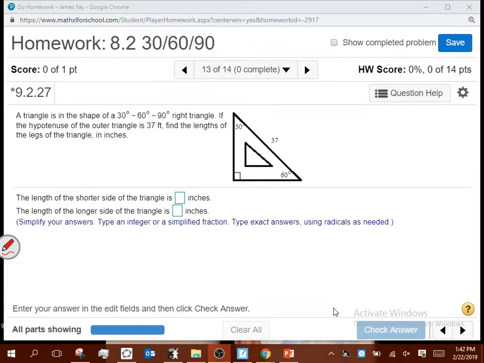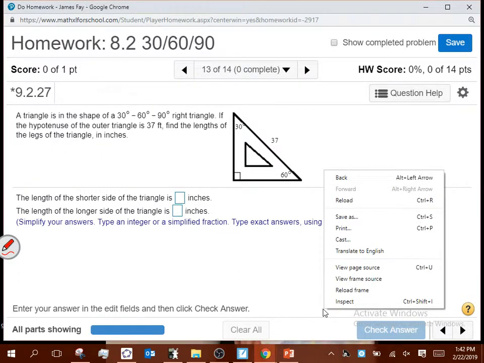It says the triangle is in the shape of a 30, 60, 90 right triangle. The hypotenuse of the outer edge is 37 feet. Find the lengths of the legs of the triangle. If we look at that, does it ever say anything about that inner triangle? No, and I don't know the purpose of this.